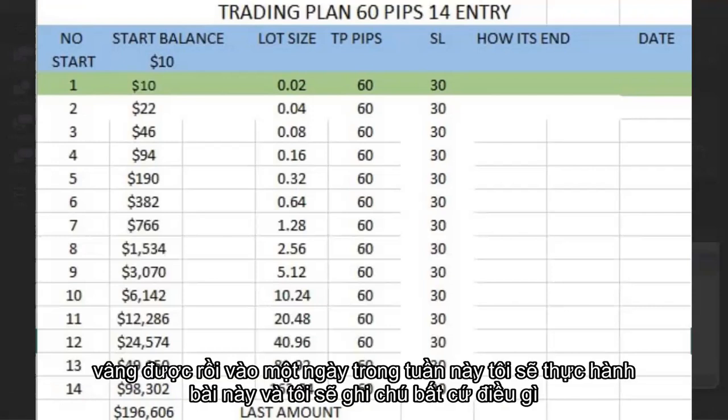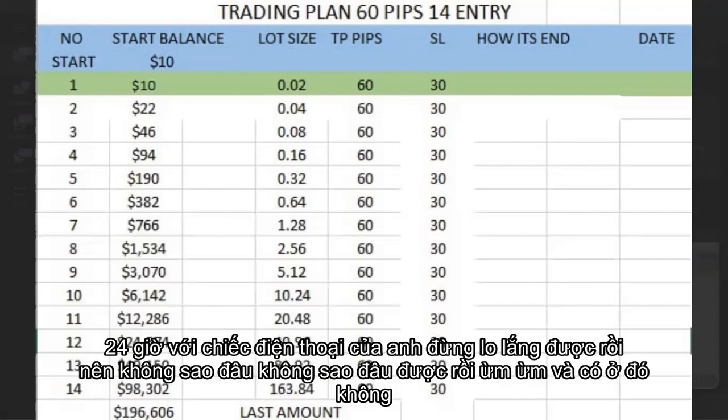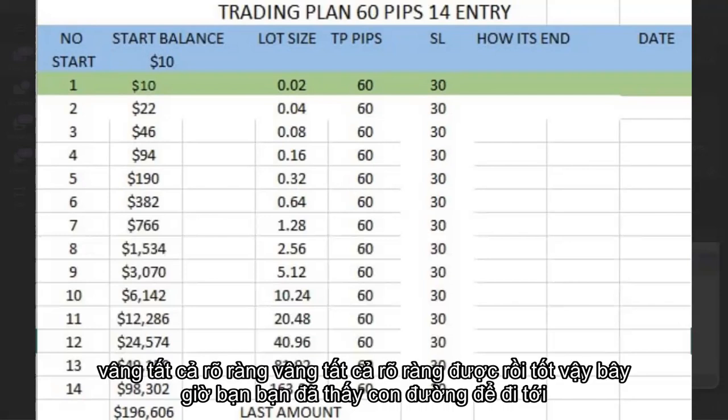In this one week, I'll practice this and note down whatever doubts I have. Yeah, but you can still text me, you can still ask me. I'm on my phone 24 hours, don't worry. Is there any question for this session, which was 1 hour and 30 minutes? Nothing for now, all clear. Okay, good.